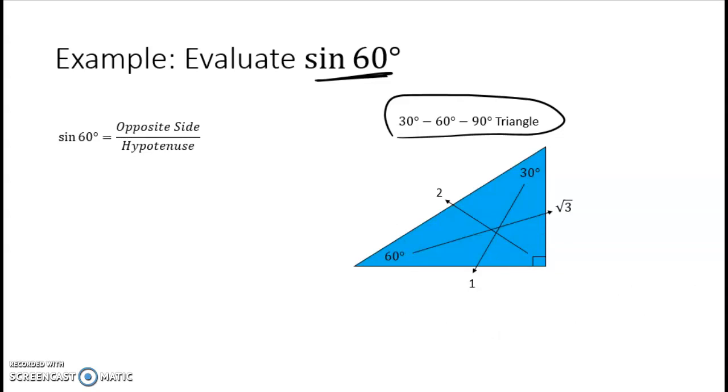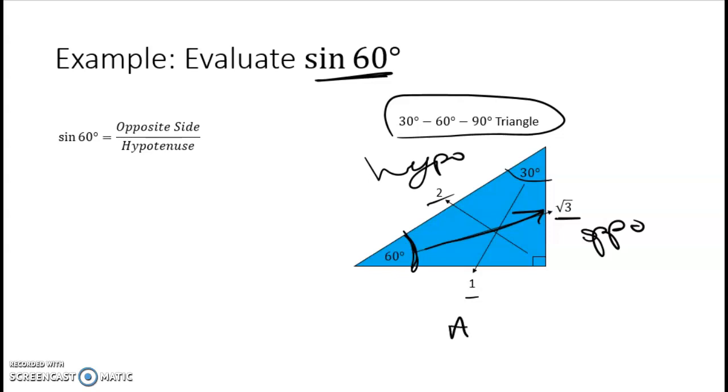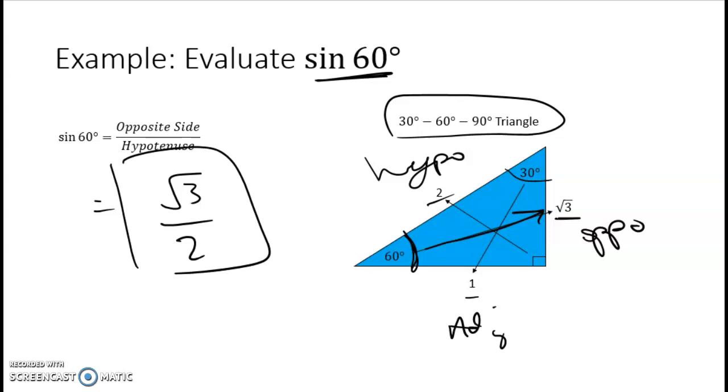So we're looking at sine of 60. So I'm looking at this angle. Straight across 60 is your square root of 3. Straight across your 30 is 1. Straight across your 90 in the 30, 60, 90 triangle is 2. Also, this is the opposite side, this is the hypotenuse, and this is the adjacent side. So sine of 60 is going to be the square root of 3 over 2. And that will be your final answer.